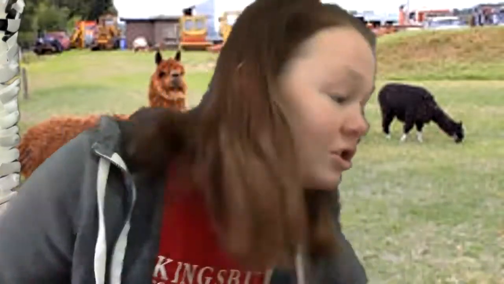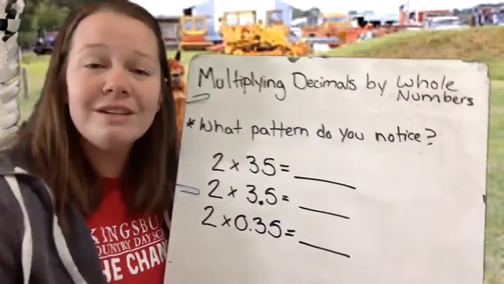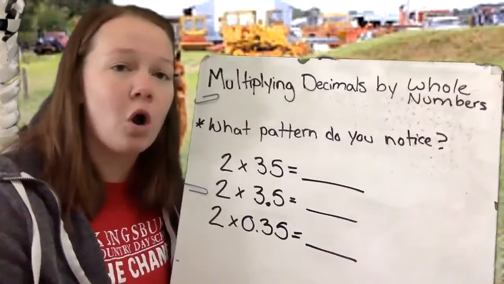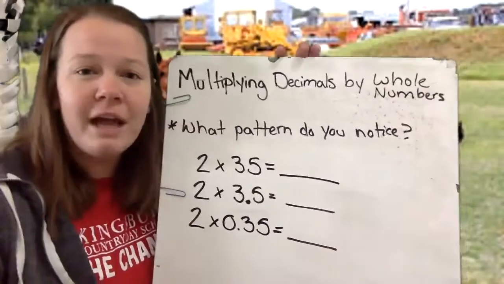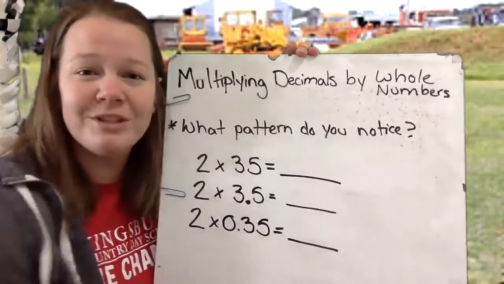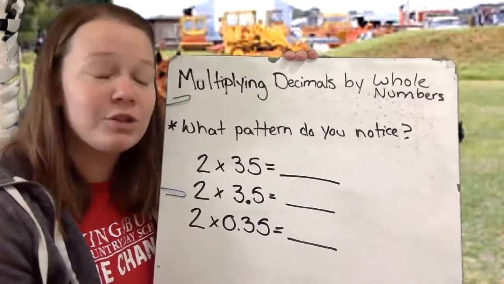So what we're gonna do to start today is we're gonna look at patterns. Because remember with math, if you can discover a pattern, it makes things so much easier when that light bulb goes off in your head. So again, we're multiplying decimals by whole numbers today, and let's see if we notice any patterns. So we're gonna start with whole numbers.